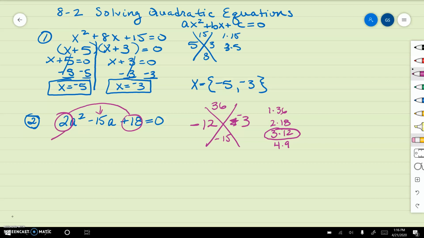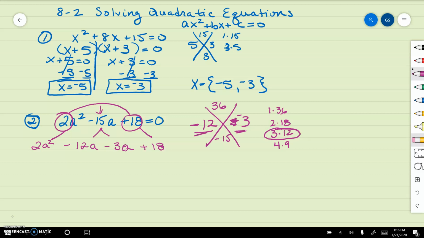All right. Now, we don't just double bubble here. We bring down the first and the last terms. So we bring down the 2a squared, and we bring down the plus 18. What we're going to put in the middle is that negative 15a broken down to be minus 12a, and then minus 3a. That came from your x over there.